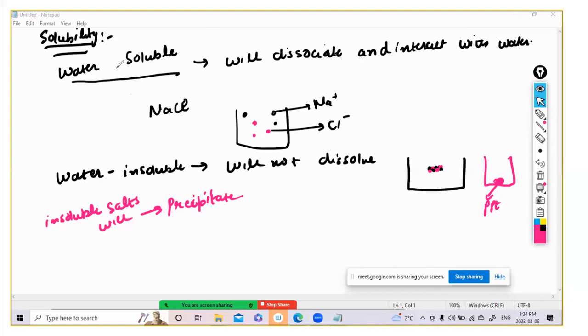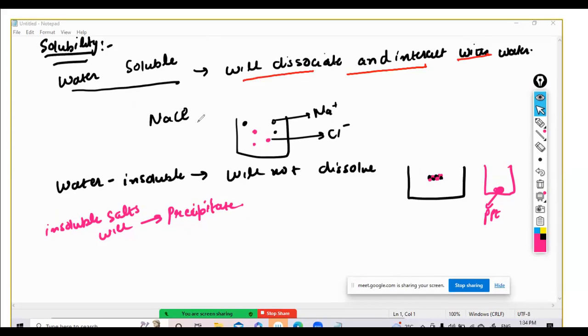So let's say our solvent is water. Water soluble salts are those which will dissociate and interact with water. For example, I have NaCl. It will dissociate into Na positive and Cl negative. So I will have these ions, and then you have water over here. These ions can go ahead and interact with water as well.